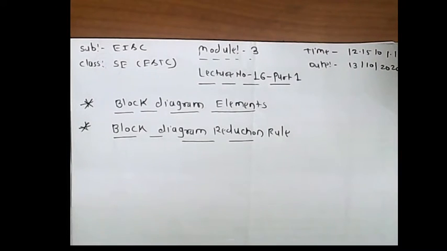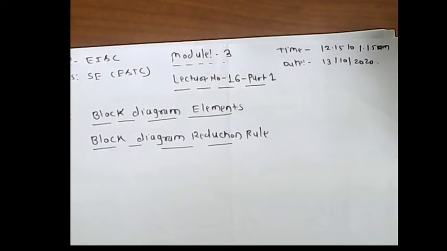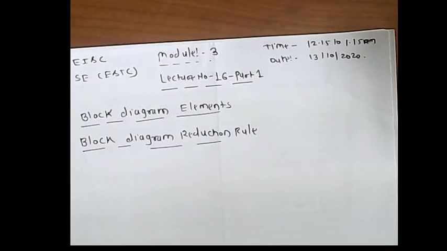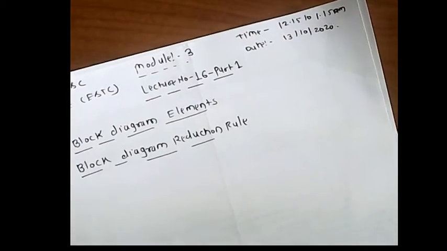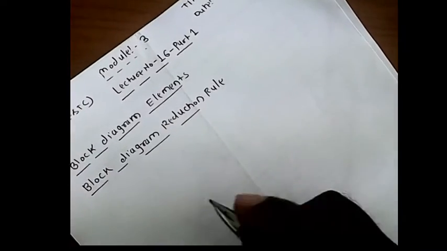Before going to this lecture, let us take just a few seconds to review the previous lecture. In the previous lecture we discussed the transfer function, force-current analogy, voltage analogy, and what is meant by a control system, open loop control system, closed loop control system, and their basic types. So before going to the block diagram elements, we should know what is meant by a block diagram.